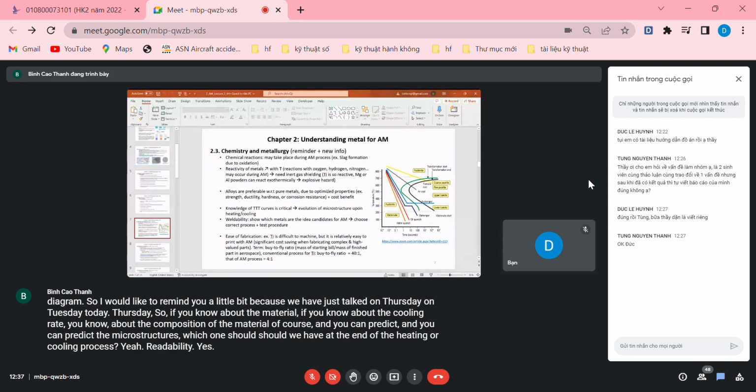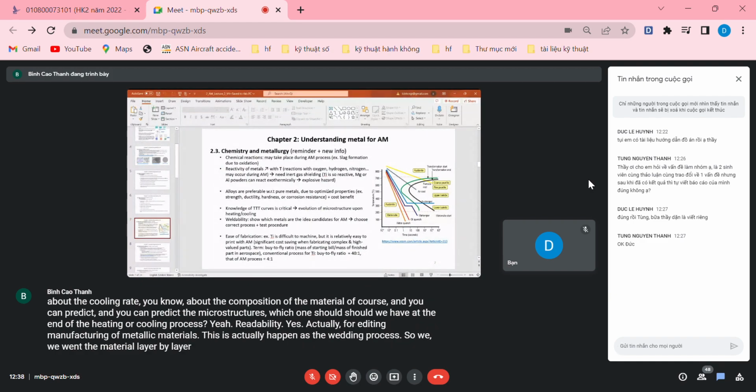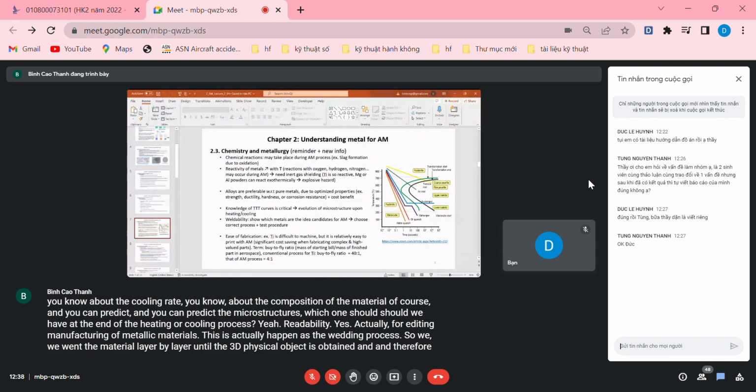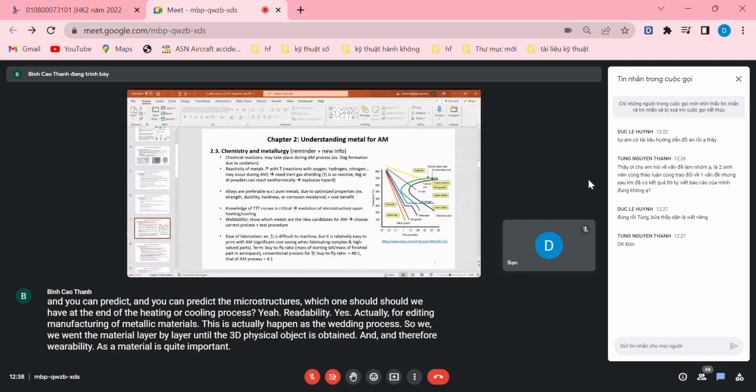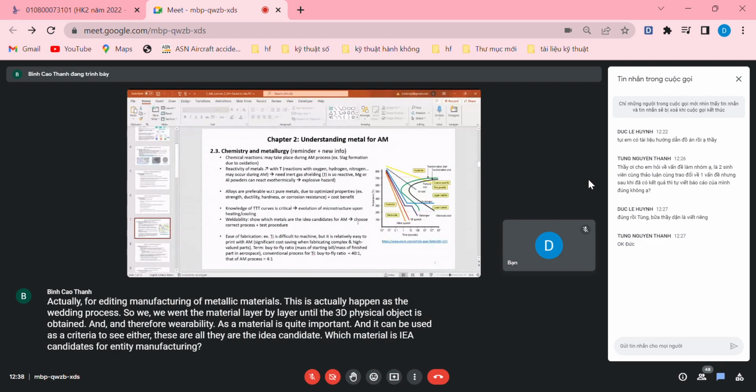Wettability, yes. Actually, for additive manufacturing of metallic materials, this happens as a wetting process. So we wet the material layer by layer until the 3D physical object is obtained, and therefore wettability of a material is quite important, and it can be used as a criterion to see which materials are ideal candidates for additive manufacturing, in order to select the correct process and testing procedure.